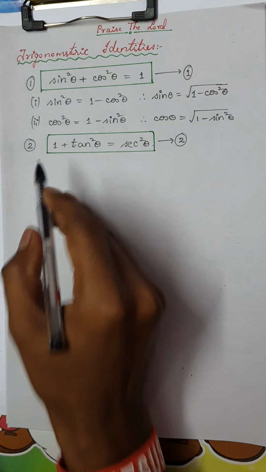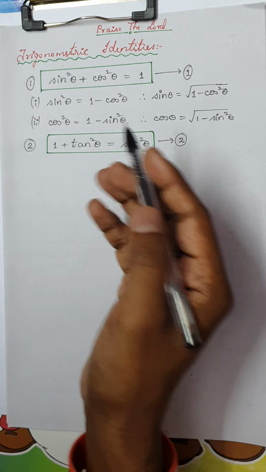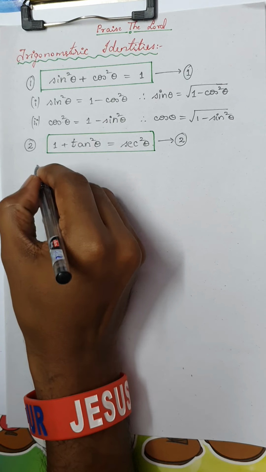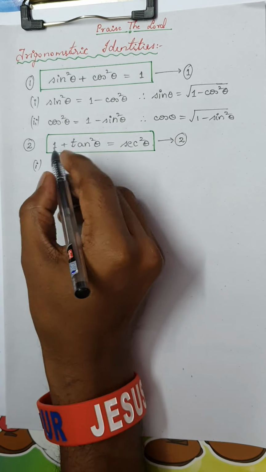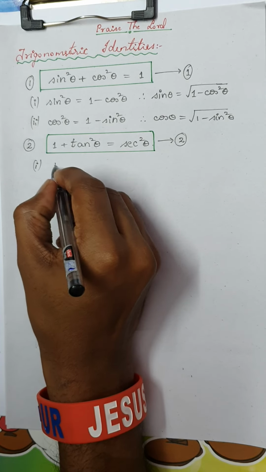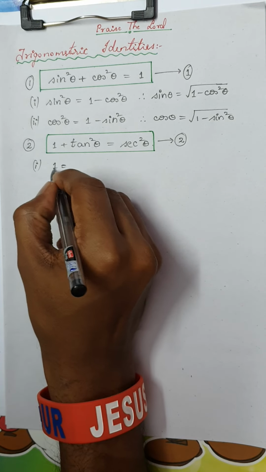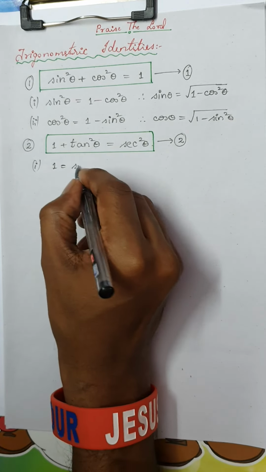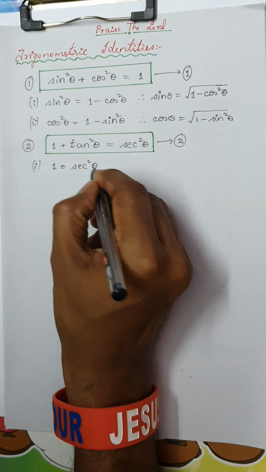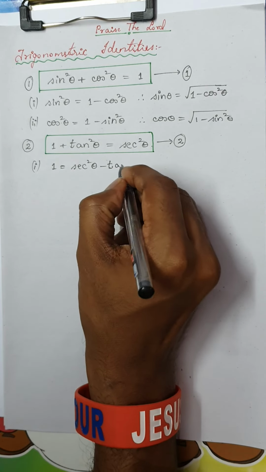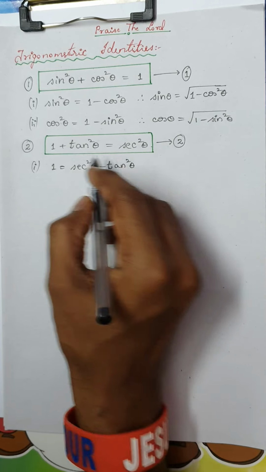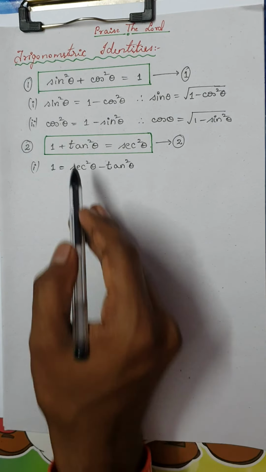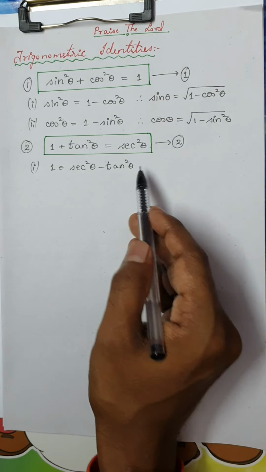Okay, 1 plus tan square theta is equal to secant square theta. In how many ways can you write this? This also can be written in many ways. If you want, you can shift this as 1 is equal to secant square theta minus tan square theta, isn't it? Very simple. You are shifting tan square to the right hand side. You cannot do anything more than that.